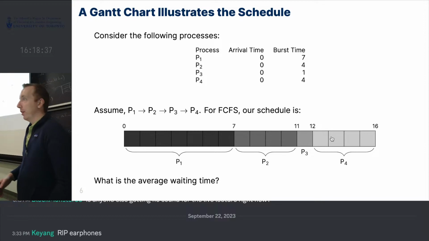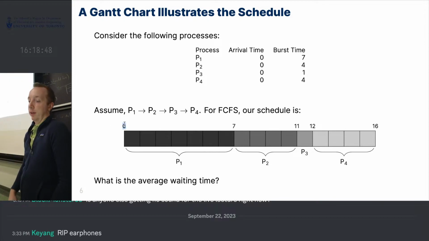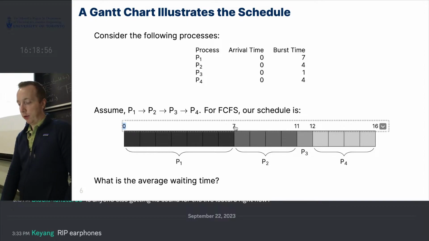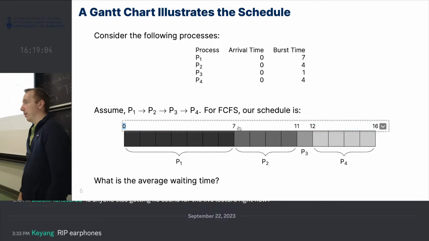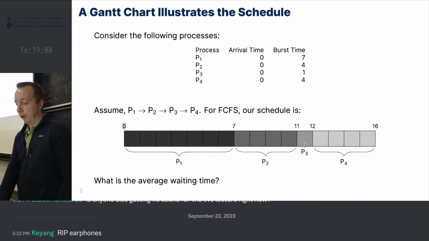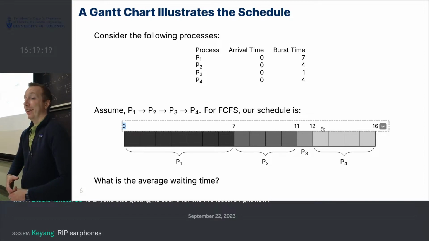So if we want to compute the average waiting time, for each process we have to figure out how long each of them is waiting. Process 1 is waiting for 0 time units because it wants to run at time unit 0 and starts running immediately. Process 2 wanted to run at time 0, and it started running when time was 7, so it was waiting around for 7 time units. Process 3 was waiting around for 11. Process 4 was waiting around for 12. If you want to calculate the average, again, not terribly complicated, it is 0 plus 7 plus 11 plus 12 divided by 4. And that is 7.5. So the average waiting time for this case would be 7.5 time units.